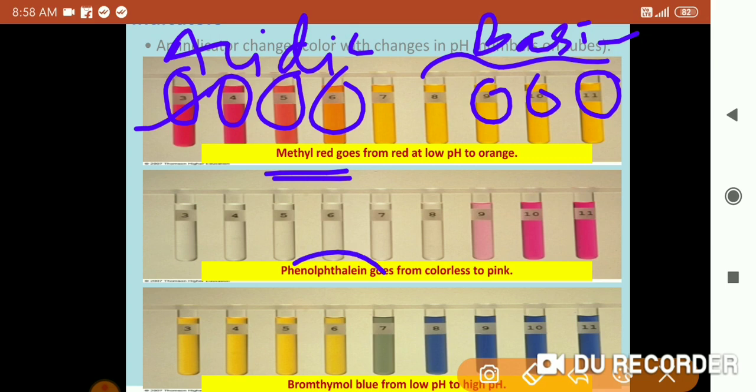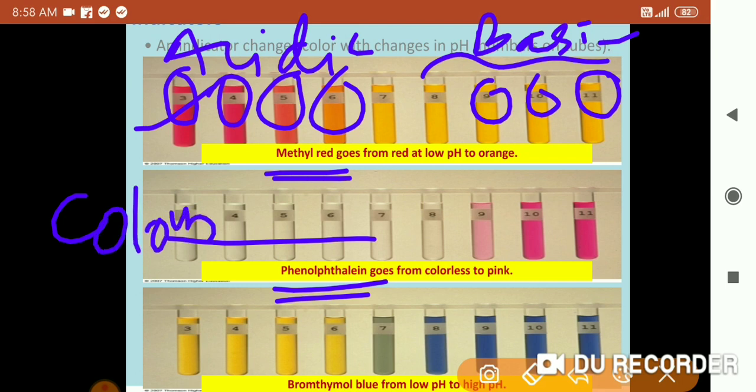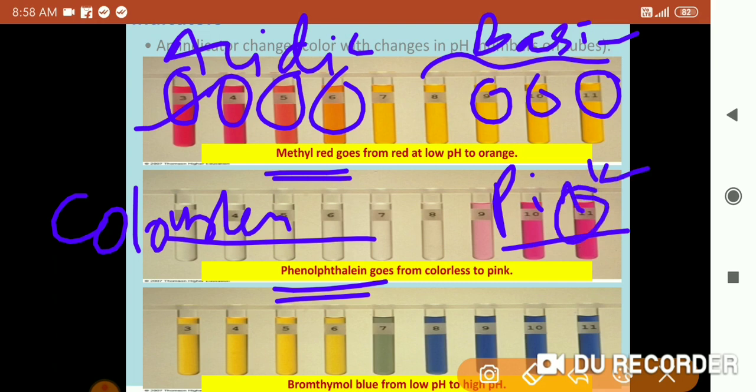Now we have the second very commonly used indicator, that is phenolphthalein. Its original color is colorless, it doesn't have any color. So in the acidic medium it remains colorless, and then it becomes pink. You can see here the pH is 9, 10, 11. When it becomes basic, it goes from colorless to pink. In the acidic medium it remains colorless, and in basic medium it becomes pink. So this is the second indicator.